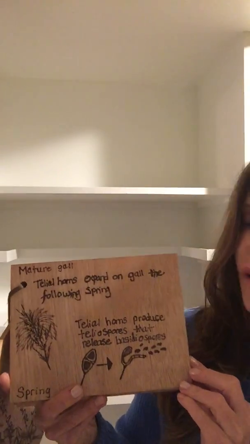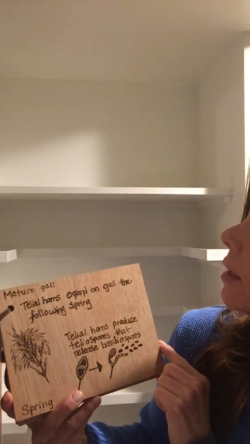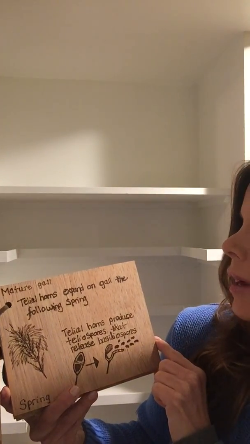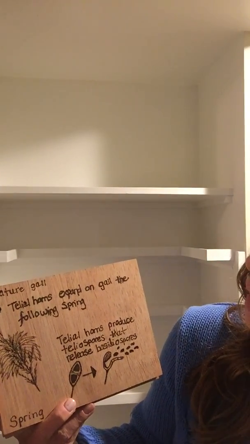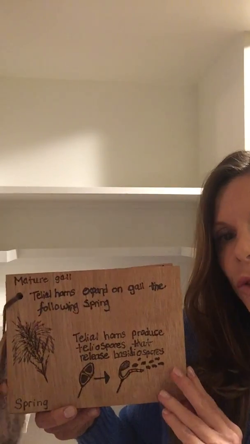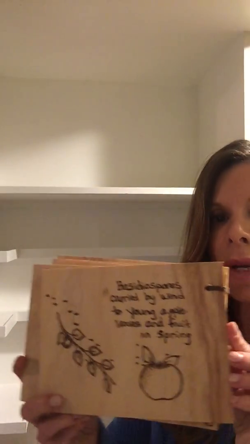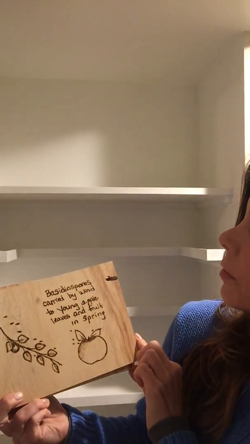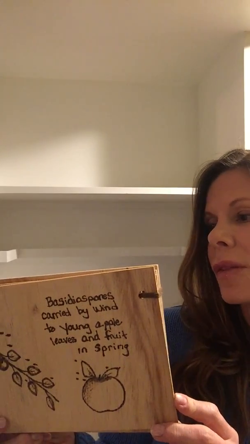So the mature gall has what are called telial horns that expand in the spring, and these produce teliospores that release basidiospores. Basidiospores are the spores that actually infect. So the basidiospores are released and taken by the wind to the young apple leaves and fruit in the spring.